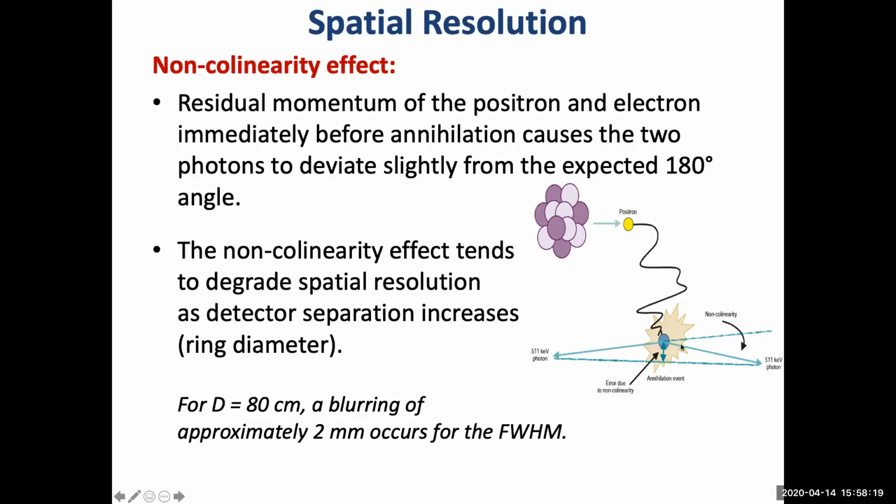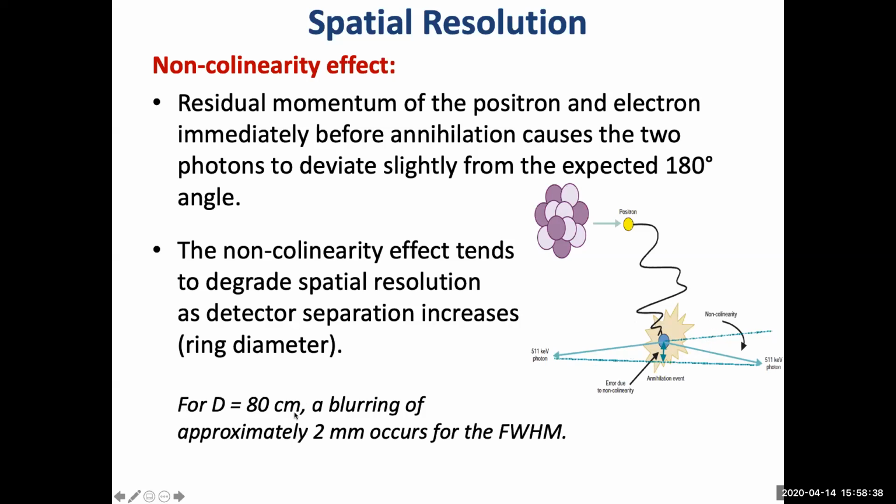But this is not the scenario. The positron always has momentum. That's why we never get exactly 180 degrees. It should be a little bit less than 180 degrees. And this causes a blurred image. This is like blurring the image, and it affects the spatial resolution of PET.